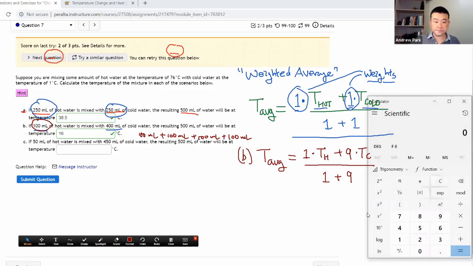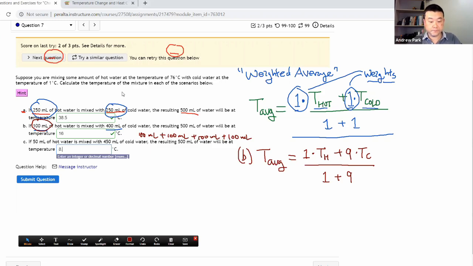So it's going to be the temperature of the hot water, 76, times 1, plus this time 9 times the temperature of the cold water, 1, equals, I get that, divide by 1 plus 9 is 10. So 8.5. And hopefully this all agrees with your intuition. If you are mixing a small amount of hot water with a lot of cold water, then you wouldn't expect the resulting water to be very hot or even barely warm. All right, let's keep going.